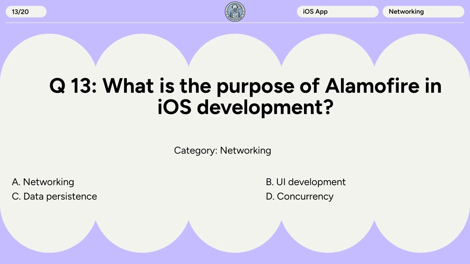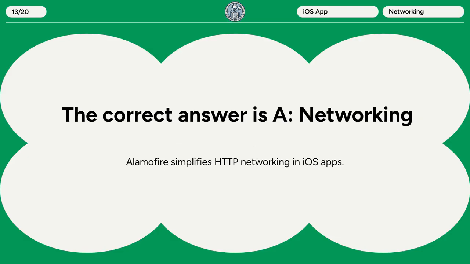Question 13. What is the purpose of Alamofire in iOS development? A. Networking. B. UI development. C. Data persistence. D. Concurrency. The correct answer is A. Networking. Alamofire simplifies HTTP networking in iOS apps.